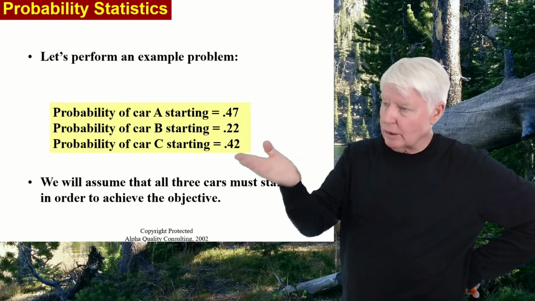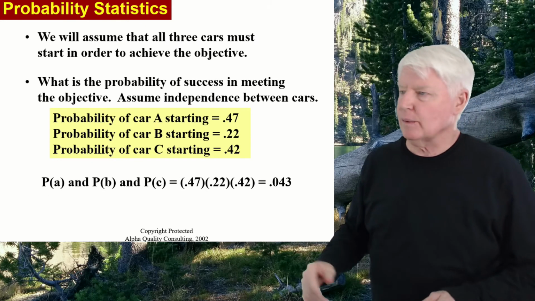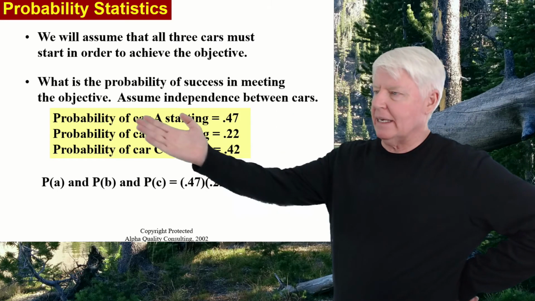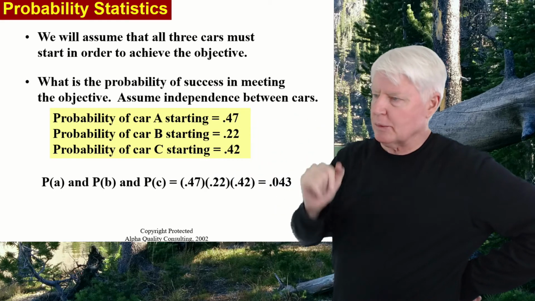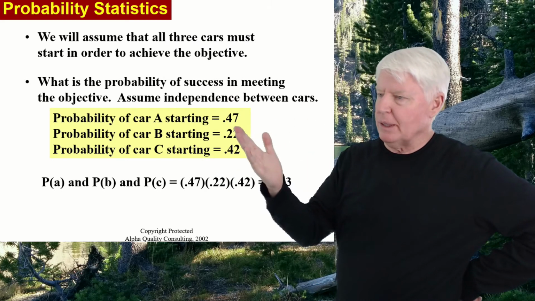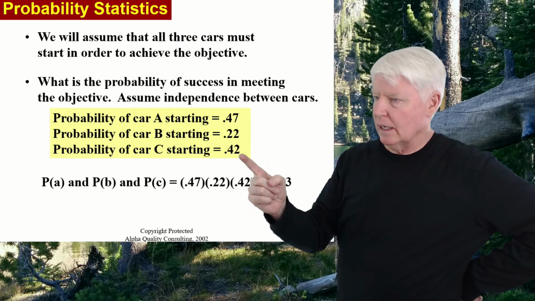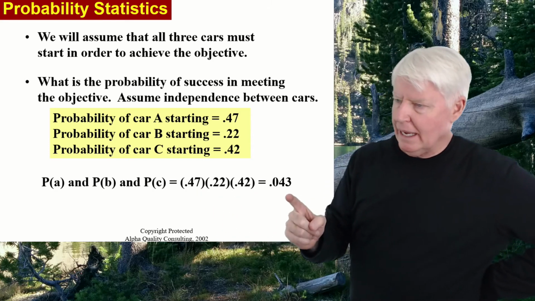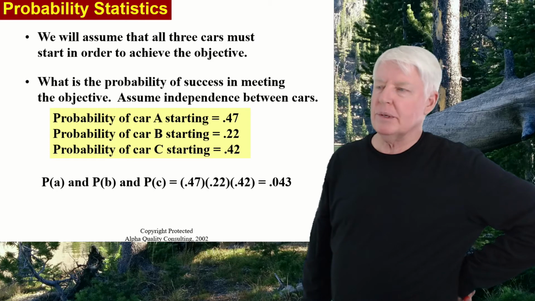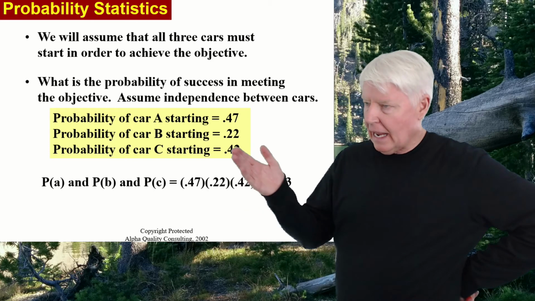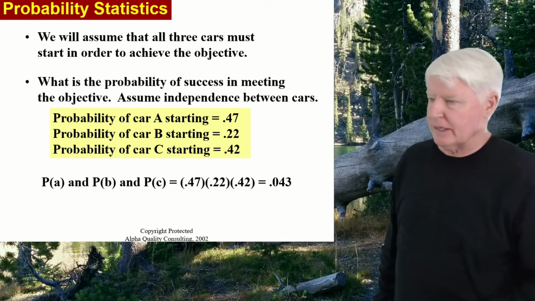Therefore, what are we going to do? We're going to multiply these together. So here it is. Once again, what is the probability of success in meeting the objective of all three cars starting? Assume independence between cars. There you go. So we simply multiply 0.47 times 0.22 times 0.42. You do all the math, and it's 0.043, which is a 4.3% chance that car A and car B and car C will start. So it's pretty basic, pretty simple.